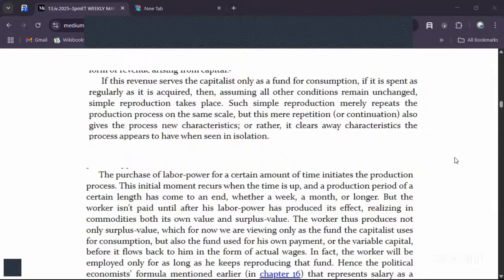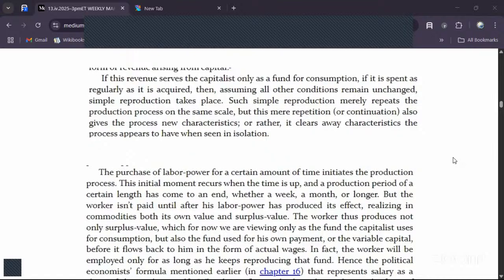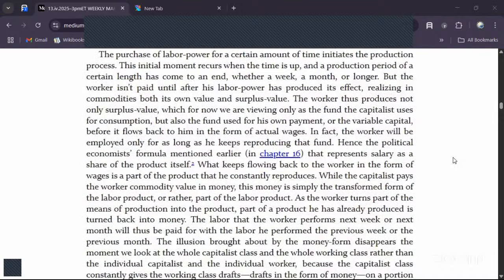Such simple reproduction merely repeats the production process on the same scale, but this mere repetition or continuation also gives the process new characteristics, or rather, it clears away characteristics the process appears to have when seen in isolation. The purchase of labor power for a certain amount of time initiates the production process. This initial moment recurs when the time is up and a production period of a certain length has come to an end, whether a week, a month, or longer.